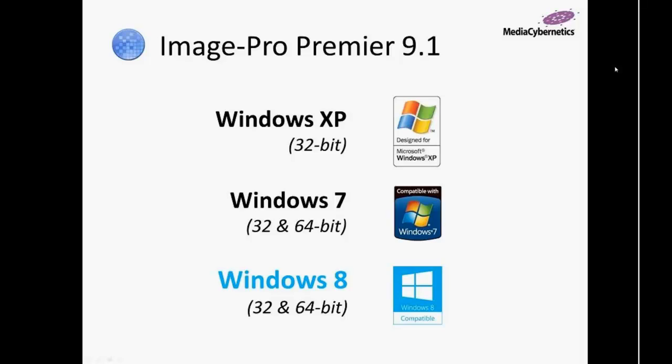Before we get started, I want to let you know that the support for this product ranges from Windows XP 32-bit to Windows 7, both 32 and 64, and new to version 9.1, we're launching it with Windows 8 compatibility for both 32 and 64-bit versions. We're very excited about this support, and we know that this large range of support is going to help many of our customers be able to easily support the product across all the different computers they have in their labs and in their research facilities.